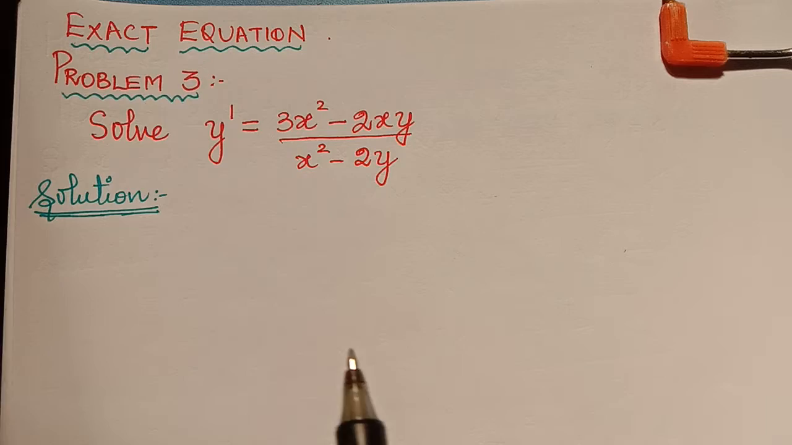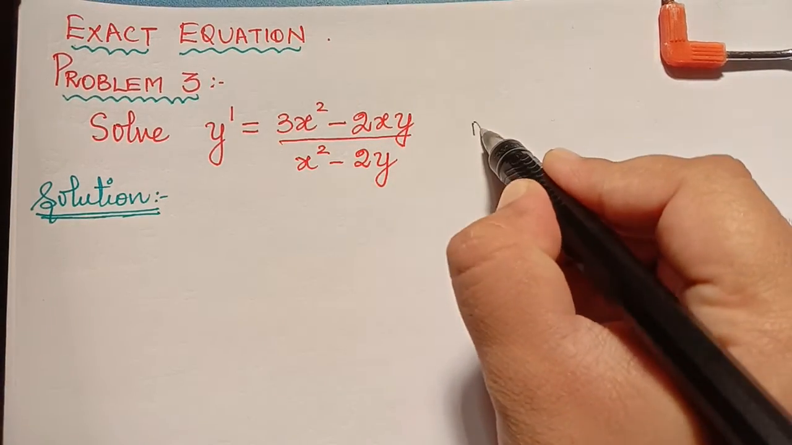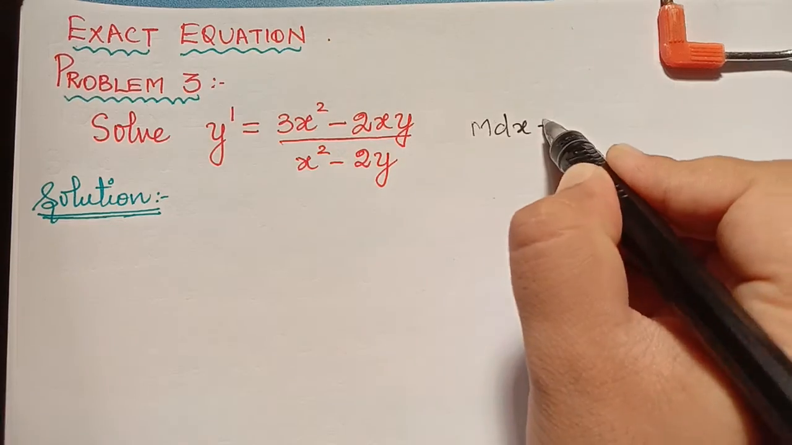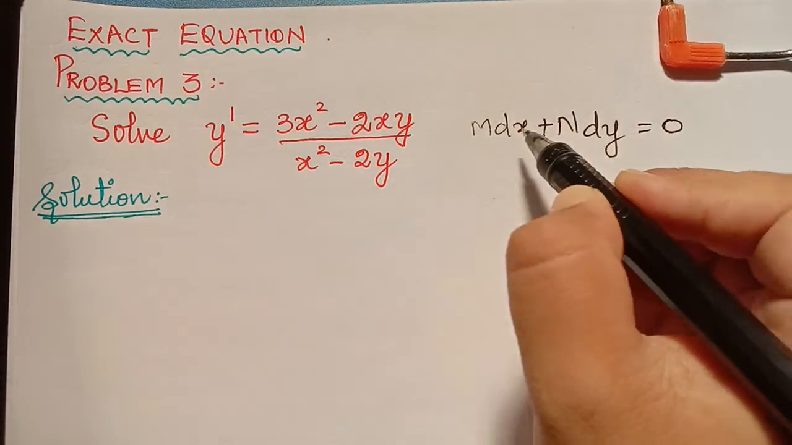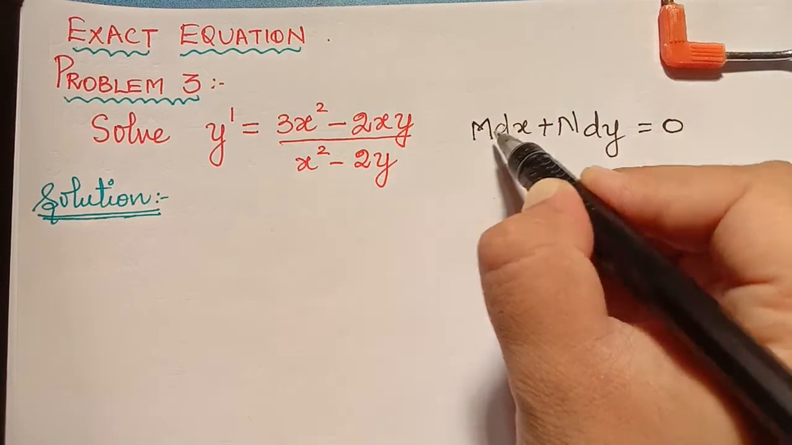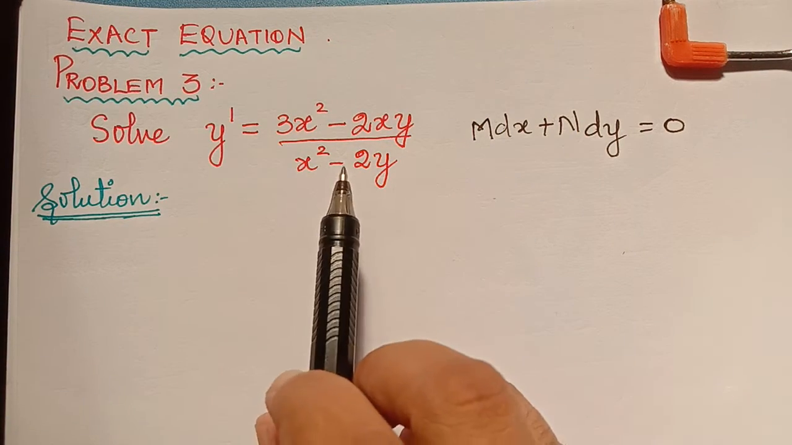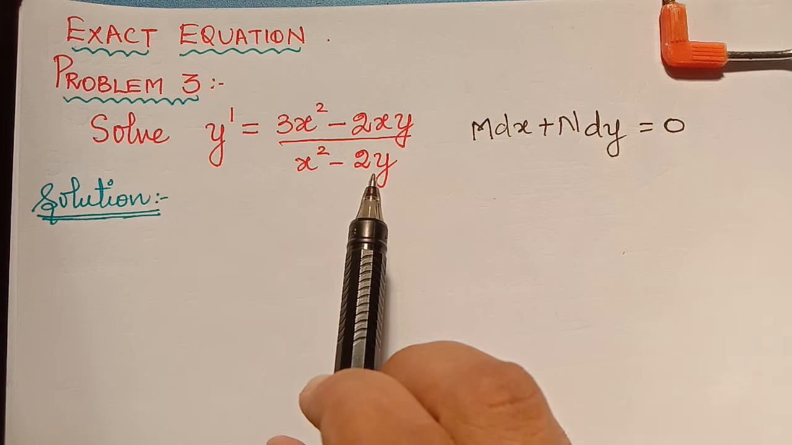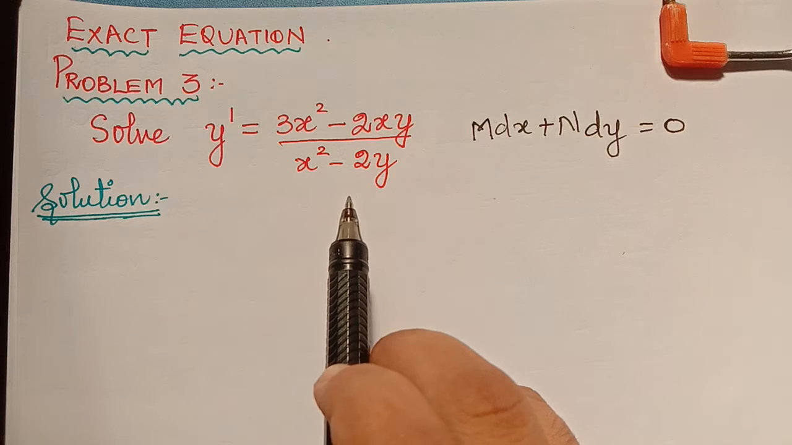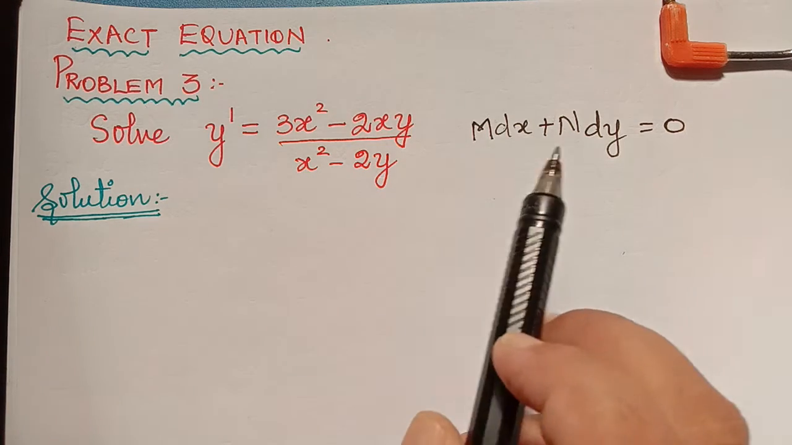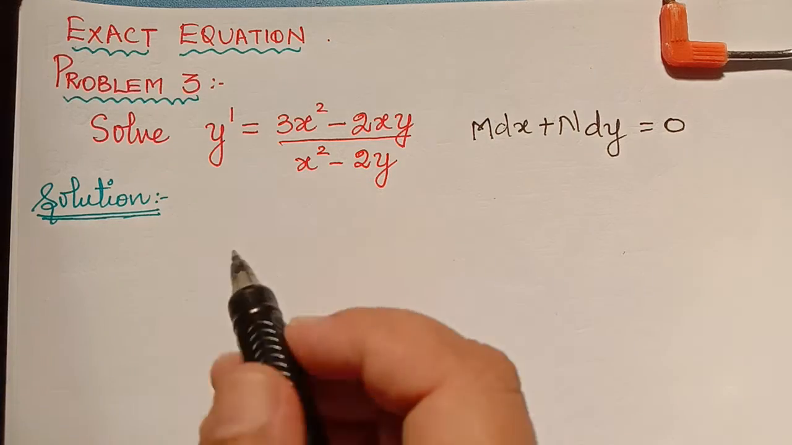Now here we have to first bring this equation in the form M dx plus N dy equal to 0, and after that we have to check whether the given equation is exact or not. So if it is exact, then we have to solve the exact equation. If it is not exact, then we have to find the integrating factor and solve it. So let us first rewrite this equation.